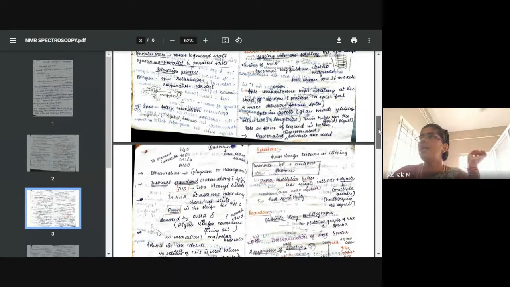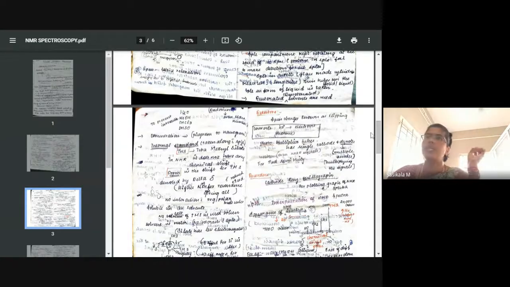Along with the sample, NMR must be analyzed with the internal standard. So what we are using is tetramethylsilane, and the concentration of sample to be taken is from picogram to nanogram. Very minute sample is sufficient to get NMR signal.